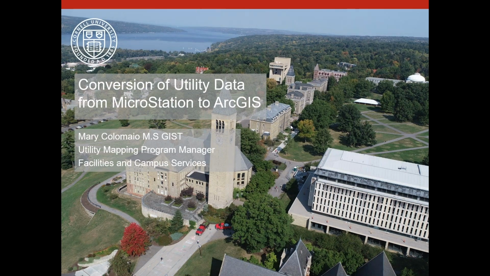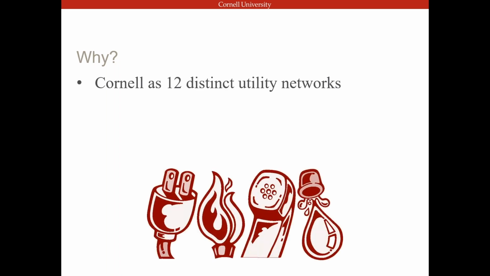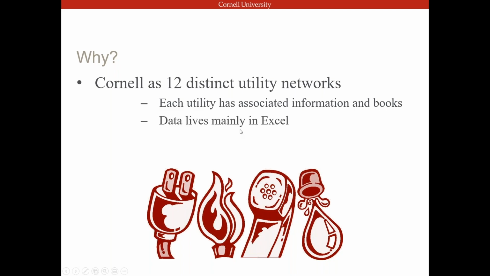So the question, like I said, is why would we want to go down this road of converting everything from the current environment that it's in to a different platform, let alone to an Esri platform? So Cornell has 12 distinct utility networks, and that is a lot more than most places have. Most folks probably have 1 or 2 to manage, or possibly 3. And so 12 creates this really unique situation where there is just so much data. And for us, especially, each utility has its own associated information, both in map form, but also in what we call books, which is primarily data that lives in Excel.